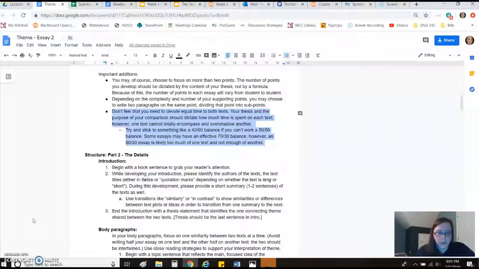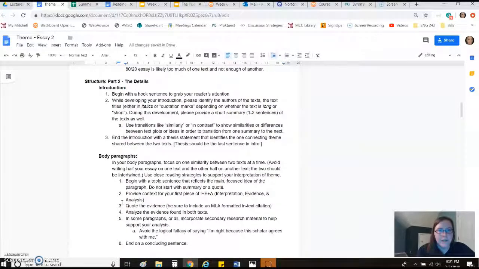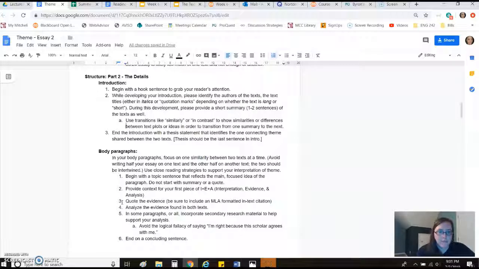Now we can look at the structure, really the details, of each paragraph. Most of this is a lot of what you saw from the first essay. I'm going to sweep through it pretty quickly. Your introduction should start with a hook sentence. It should identify the texts, the authors, and summarize both of them, the two that you've selected.